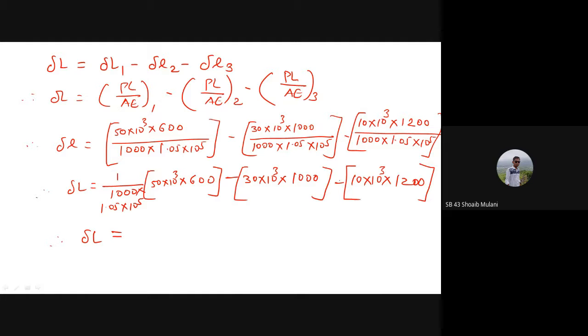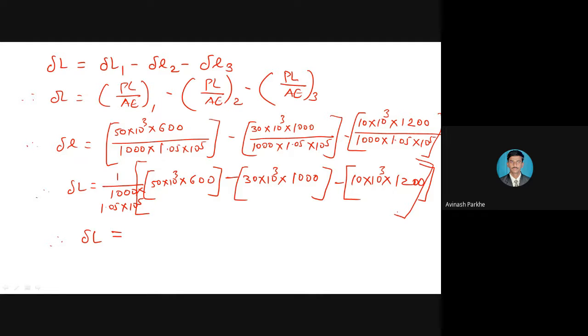Sir, 1 upon 1000 into 1.05 into 10 raised to 5, then you have to put a curly bracket. It is for all, that we have taken outside the bracket. Total bracket, yes, like this. This term, 1 upon 1000 into 1.05 into 10 raised to 5, is applicable for all inside the bracket.